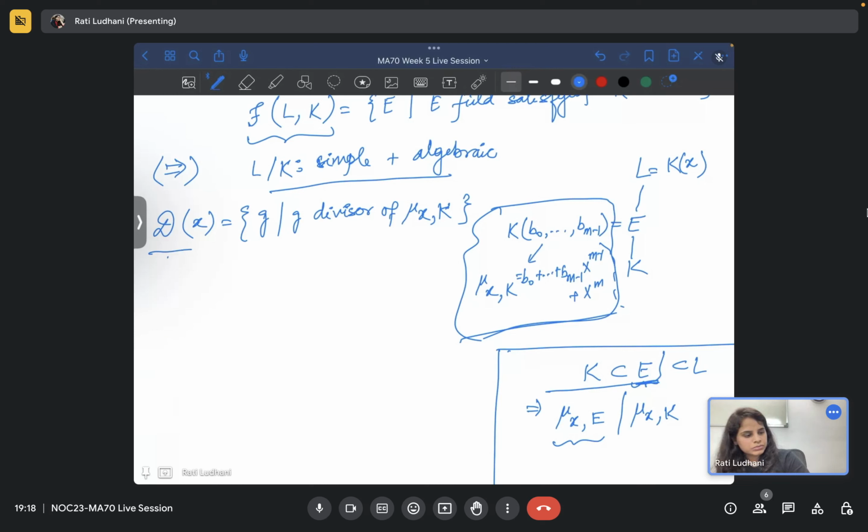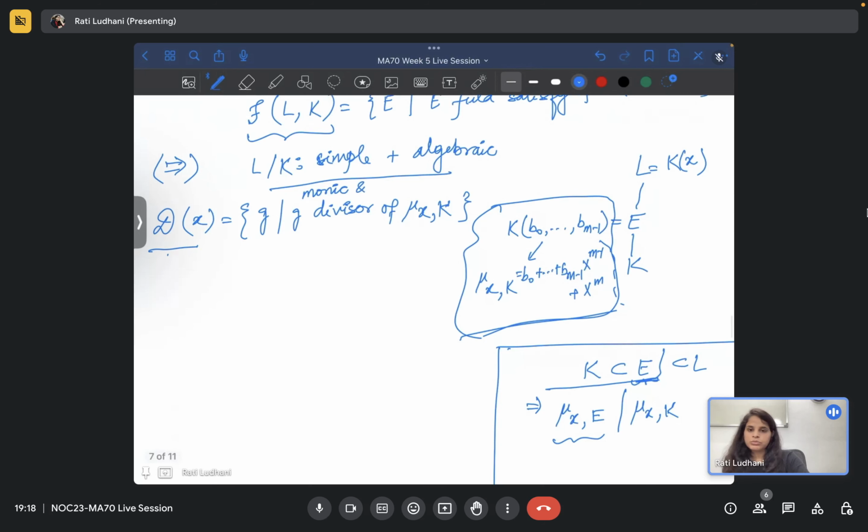So g monic and a divisor of mu x comma k. Monic is important because we want to talk about the minimal polynomial. Also, if mu x comma k is monic, that does not imply that all the divisors will be monic, because here we have inverses, so we can have any unit multiplied into that g.